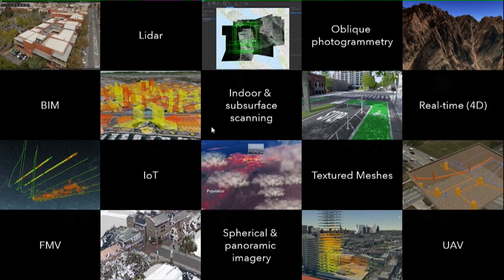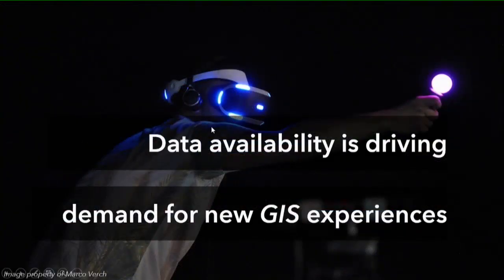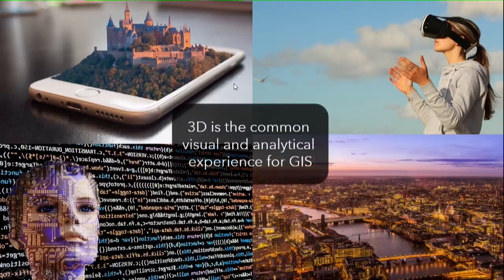And all of these new data types are driving the demand for new GIS experiences. So we're starting to hear about more and more Unity integration and Unreal use of GIS data for game-like experiences. We're hearing about wearables. We're hearing about all kinds of things, right? So I think you're all aware of this. Hopefully, otherwise, I think you'd have to be hiding in some cabin in Idaho or something like that.